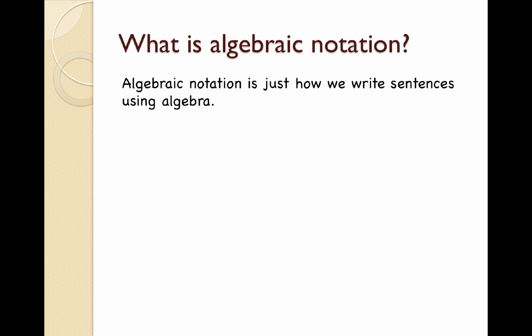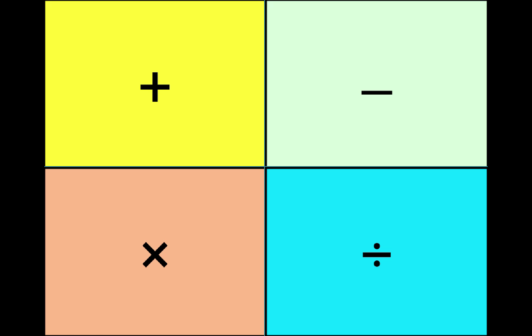So we're going to be writing things like 3 plus 2 and 4 plus 5, but instead of just using numbers, we might have a plus b or 2a minus 6. So let's take a look at the four operations that we're going to be using: plus, minus, times, and divide.